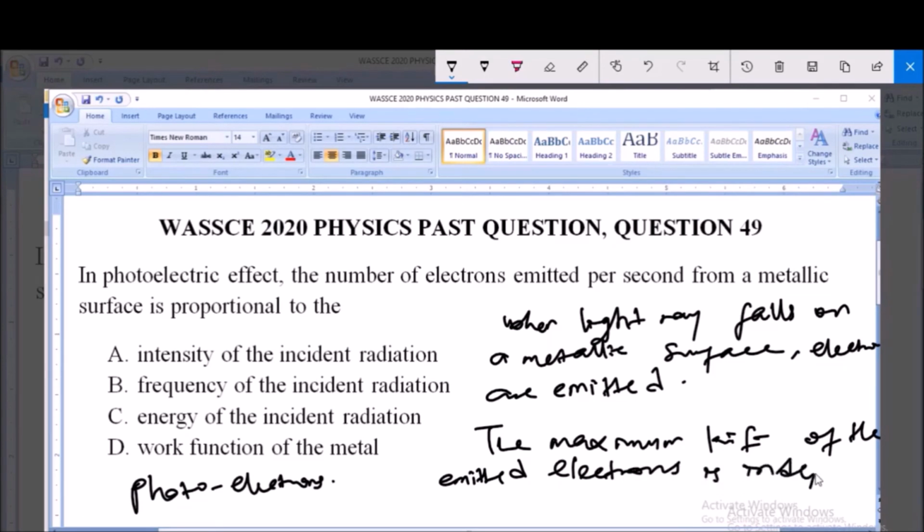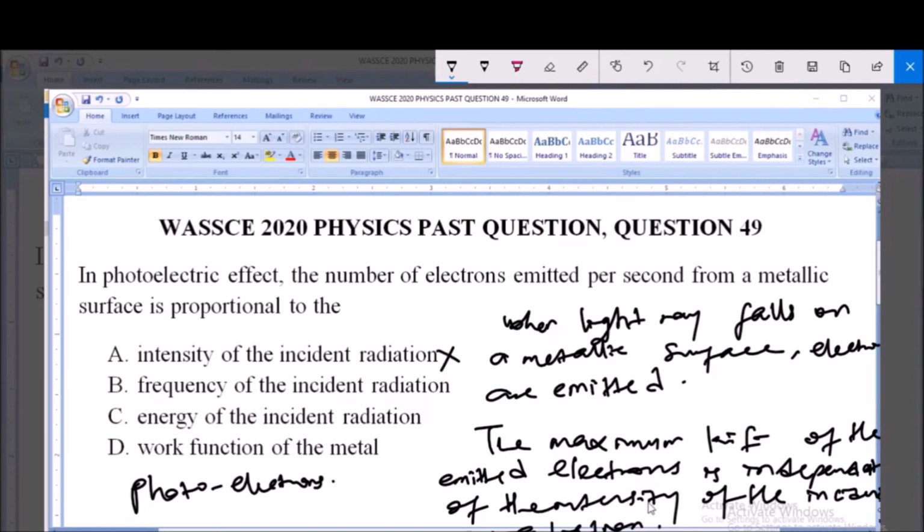That is, it does not depend on the intensity of the incident radiation, therefore making option A invalid. It is independent of the intensity of the incident radiation, but it is proportional to either the frequency or wavelength of this radiation, or the incident light.